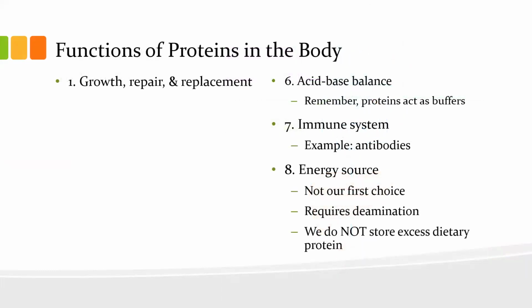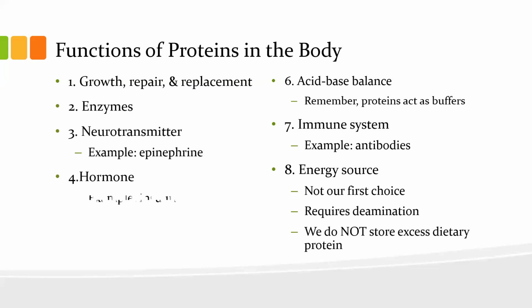Okay, what kinds of things do the proteins do in the body? Well, they play numerous roles: growth, repair, production of enzymes, hormone regulation, fluid balance, acid base balance, immune system function. And they also can serve as an energy source when necessary. Now, that's important. It's really not the body's first choice. The body's first choice would be glucose. And it requires a process called deamination. And we also don't store a lot of it. So you have to be eating a whole bunch of that if you want it to be your primary source of energy.